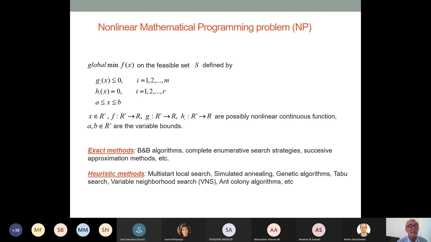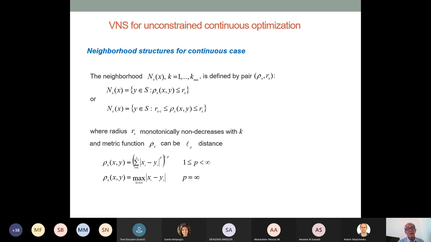So you have exact methods, but they cannot solve large problems, and they require many conditions of continuity, differentiability, and so on. But for heuristics, you don't need all of those conditions. In variable neighborhood search, we define the neighborhood N_k(x) as the points y where the Euclidean distance is less than some radius. So it is a unit ball with respect to some norm. You have the Euclidean norm, another like the Manhattan norm, the Chebyshev norm, and so on. Or you can define the neighborhood as a ring around that. So you have different definitions in continuous space.